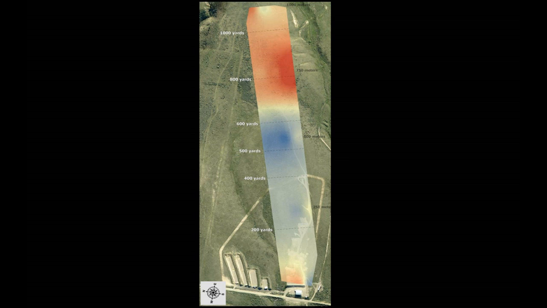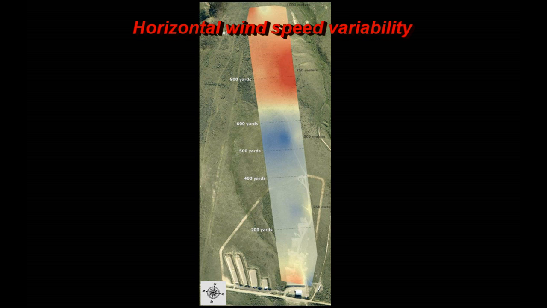The take-home message here is that the wind measured at your shooting location will not be uniform all the way out to your long-distance target. In other words, there is horizontal wind speed variability.